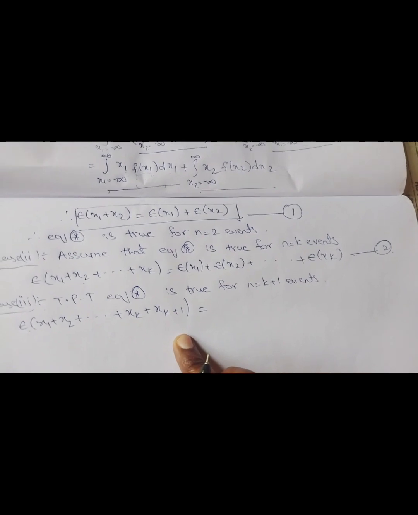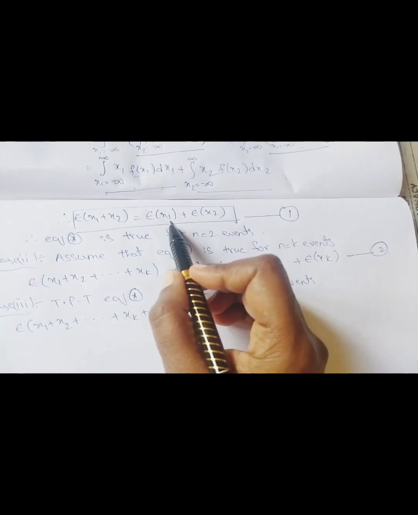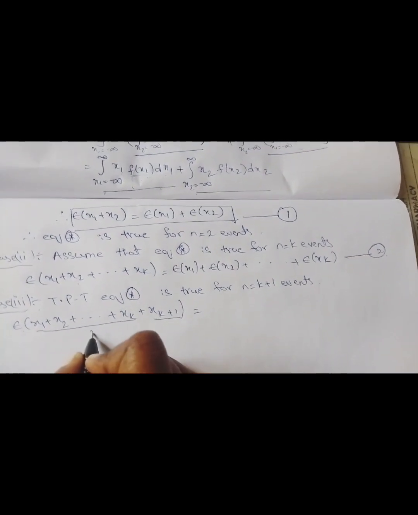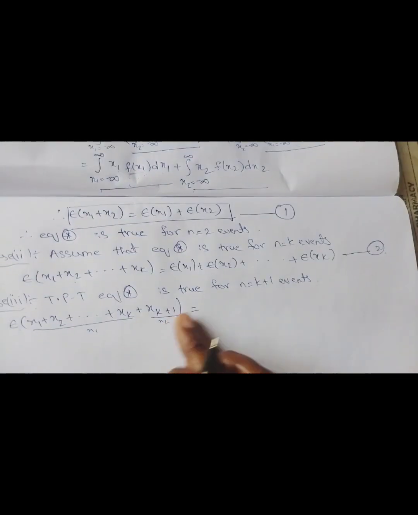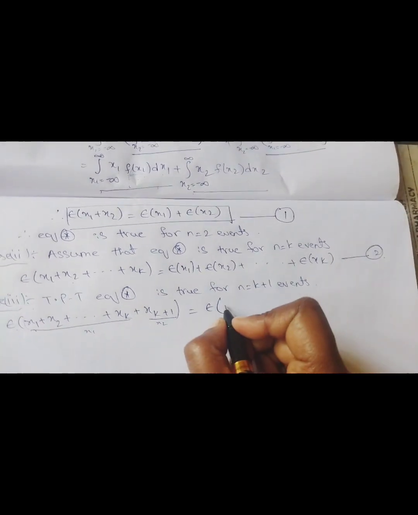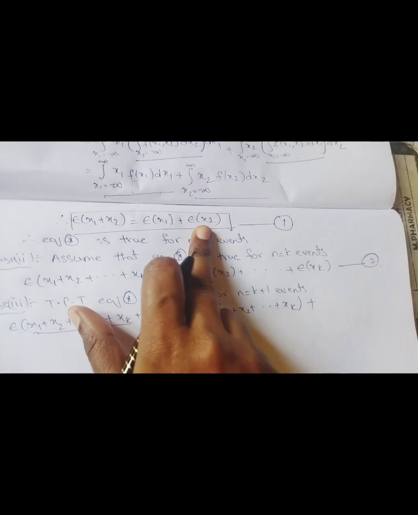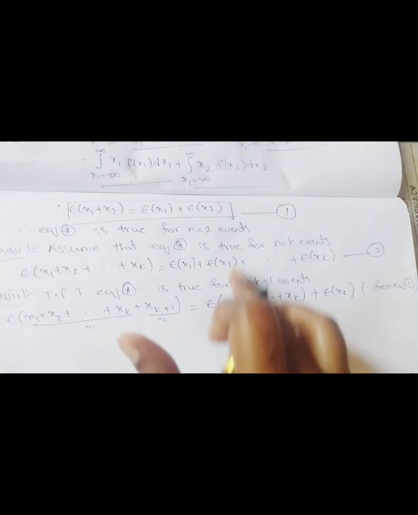Now how to solve this? From equation 1, expectation of x1 plus x2 equal to expectation of x1 plus expectation of x2. In the same way, let us assume this has two events, x1 and x2. Now this whole term, x1 plus x2 plus so on xk, is the first part, and the second part is expectation of xk plus 1. We have split this one by using equation 1.